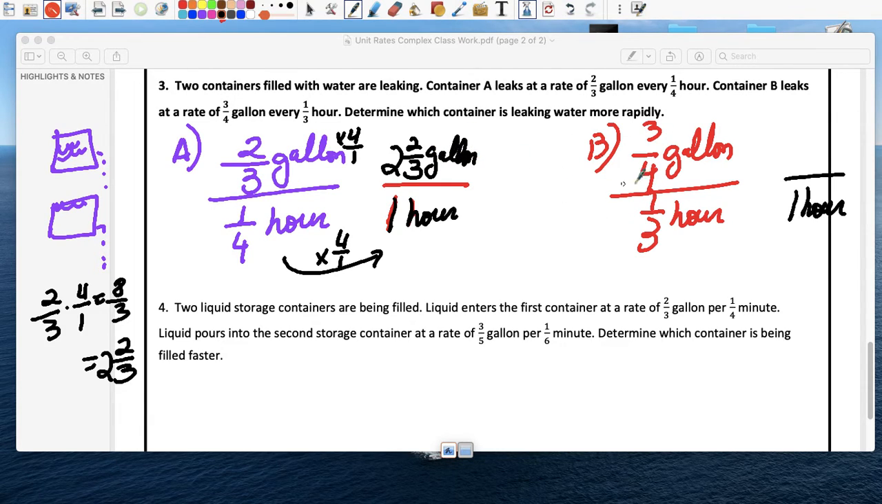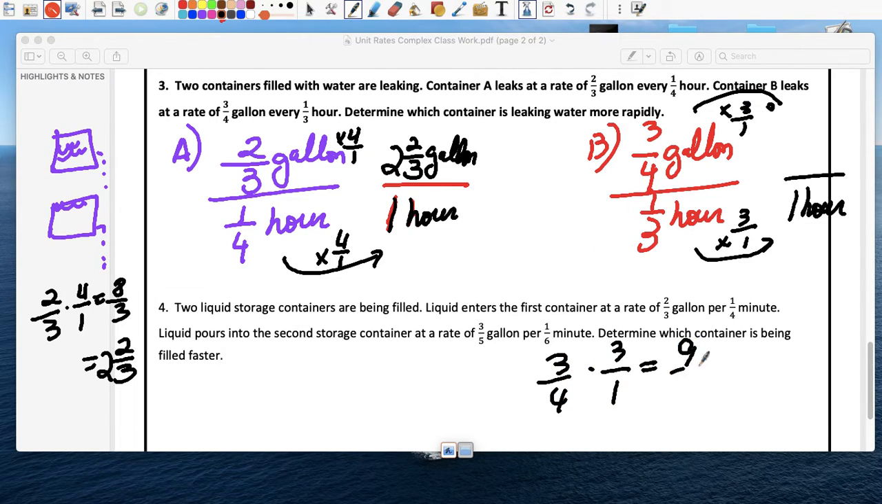Container B, or contenedor B, we multiply this by 3/1. Multiply the top by 3/1. And 3/4 times 3/1 is 9/4. 9 dividido por 4, ¿cuánto es? 9 por 4 es 2 y 1/4. Entonces está perdiendo 2 galones y 1/4 de galón por hora.